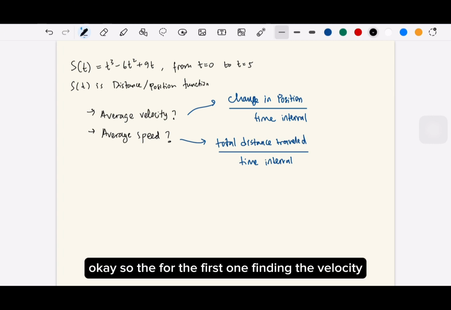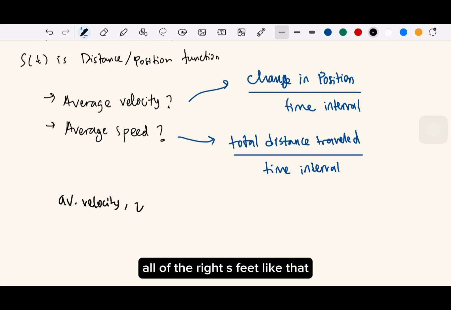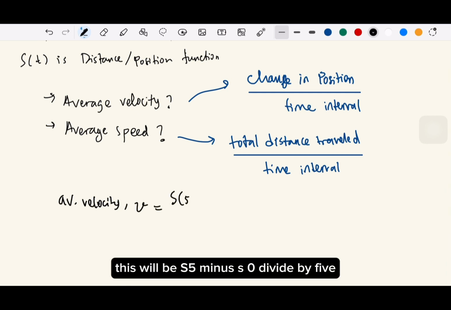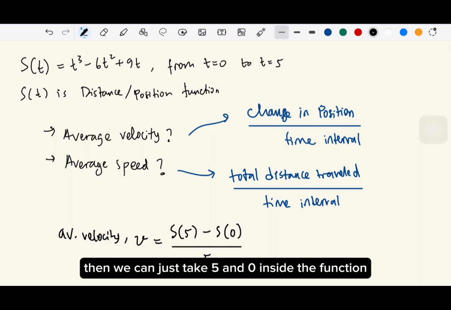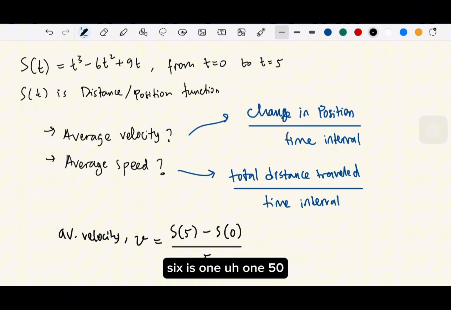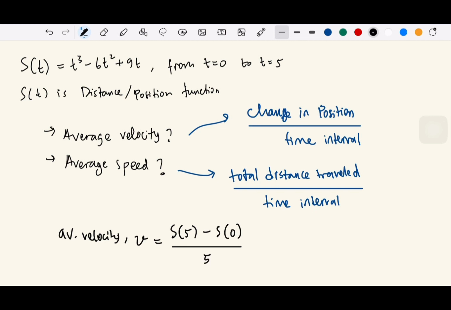Okay, so for the first one, finding the average velocity, let me write it as v, like that. This will be s5 minus s0 divided by 5. Based on our equation, we can just take 5 and 0 inside the function. We are going to see that 5 cubed is 125, and then 6 times 25 is 150. 150 and 125 should be negative 25, and 45 and 25, right? So 25 and 5 will be 20, right? So 20 divided by 5 is 4.